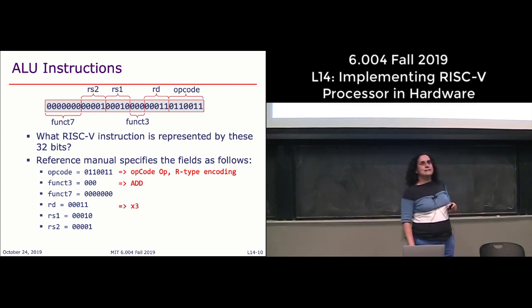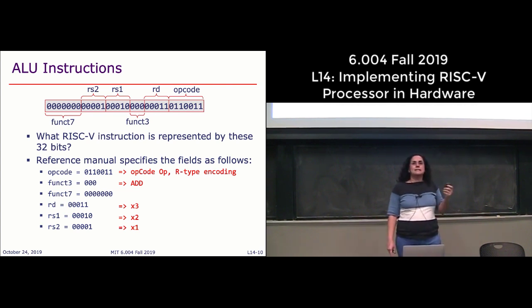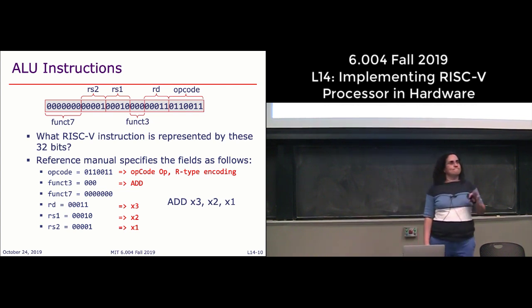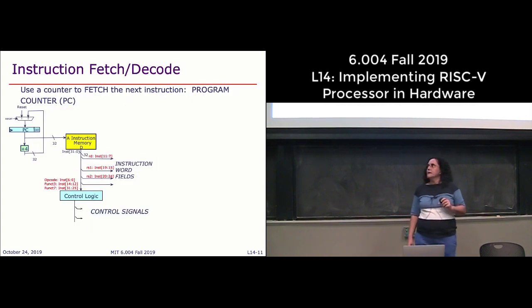What is this encoding telling me? My RS1 is X2, and my RS2 is X1. So what's the instruction that's being performed here? This is basically add X3, X2, X1. Everybody comfortable with that? Great.